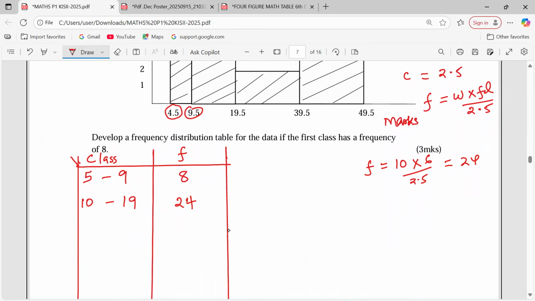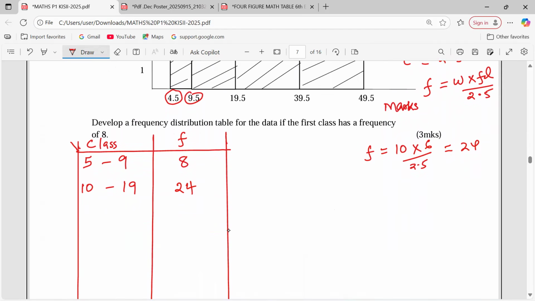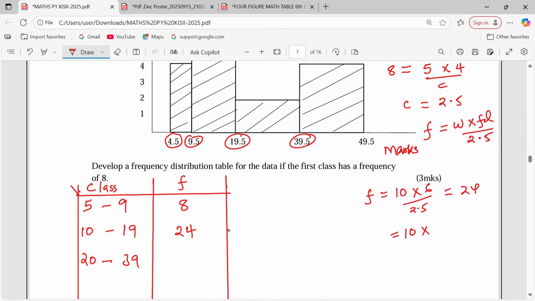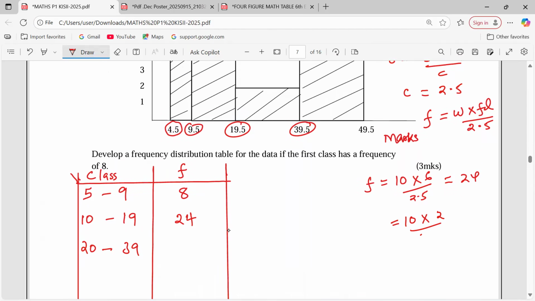The other class starts from 20 all the way to 39, meaning that the interval there is 10. So we talk of a width of 10 times a frequency density, which is the height of 2. Then this has to be divided by 2.5. So 20 over 2.5, giving us a frequency of 8 once again.